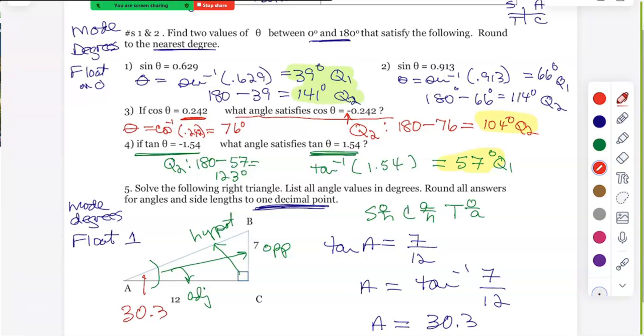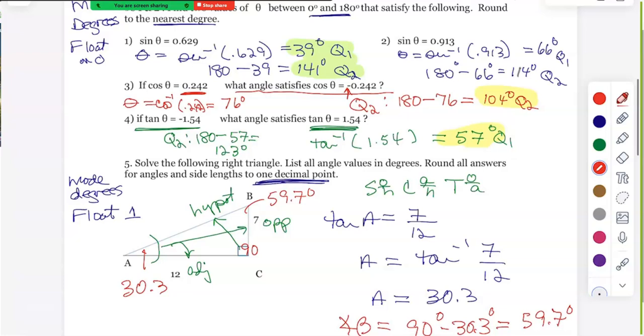You can get angle B by saying 90. Now, how come I said 90? I said 90 because angle A and angle B are complementary. So you can subtract the angle you got from 90 to get angle B, which is going to be 59.7 degrees. Okay, so this angle is 59.7 degrees. Okay, so now all you have to do is get the hypotenuse.